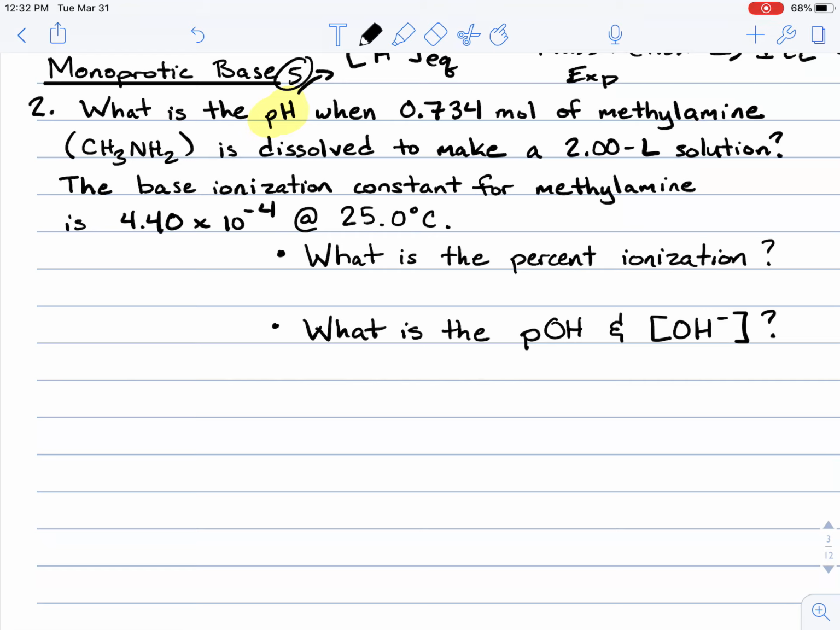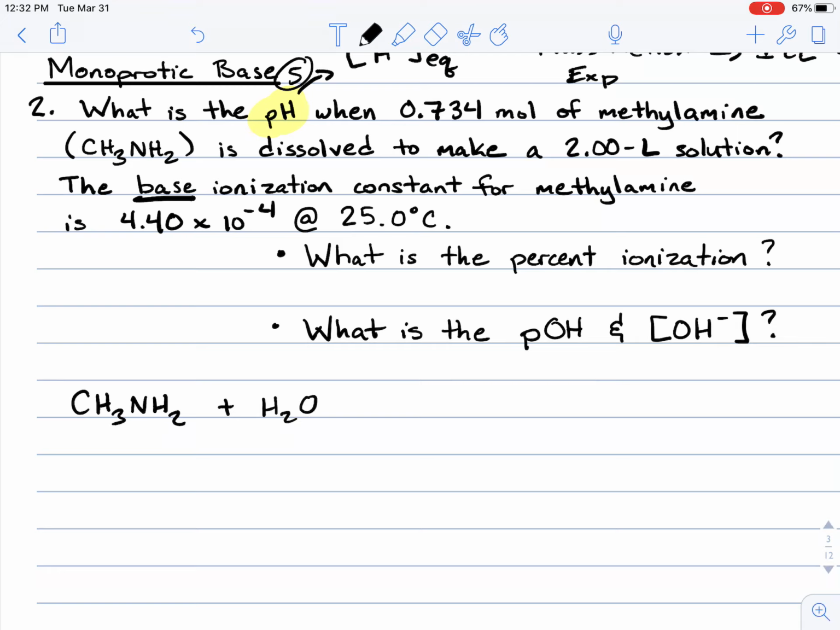So our compound in this case is going to be methylamine. So methylamine is CH3NH2. And so this problem already told you that it's going to be a base, right? So here the base ionization constant for methylamine is 4.40 times 10 to the negative 4. And so whenever you are writing your chemical formula for monoprotic bases, or bases just in general, you need to write in water.